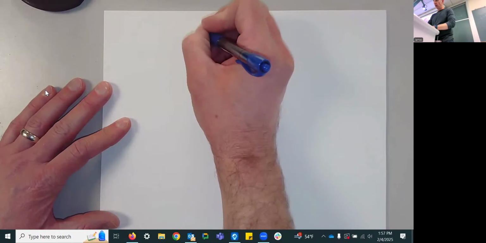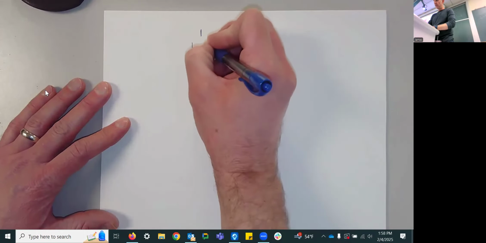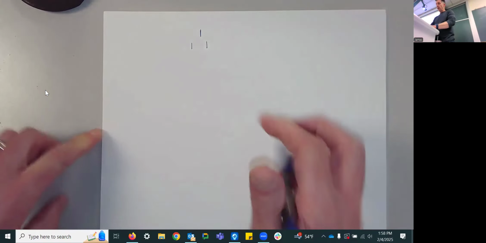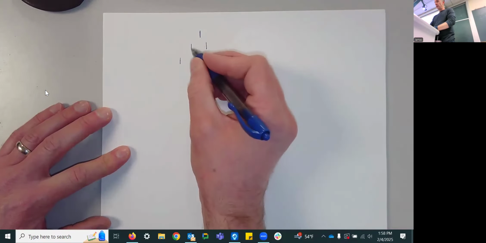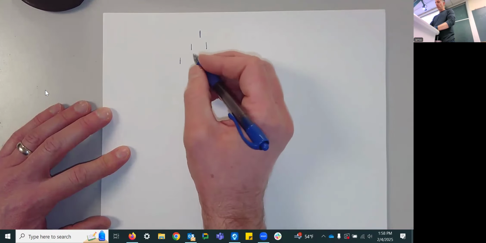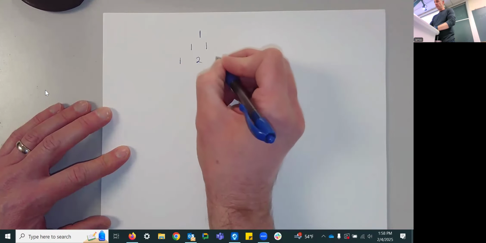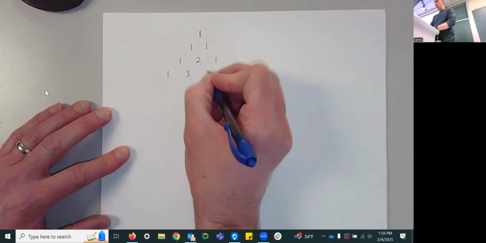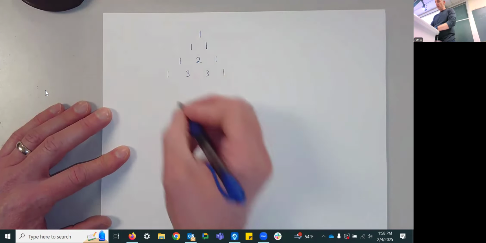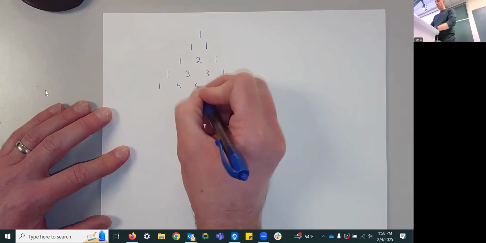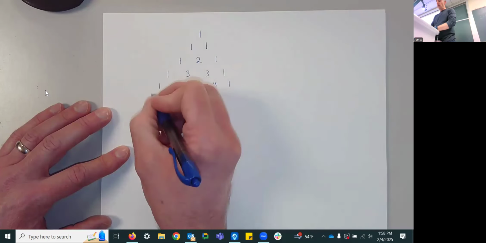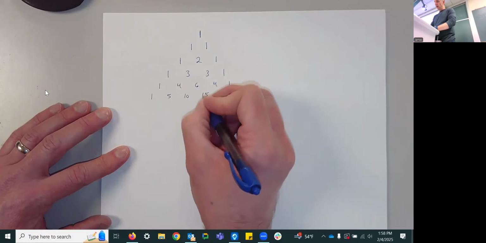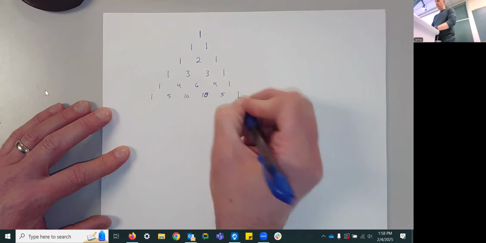So here's how it starts. You draw a couple ones, and then on the outsides of the triangle, you're going to have ones the whole way down. And on the insides of the triangle, you're going to take the two things above it and add them together. 1 plus 1 is 2. And then in the next row, 1 plus 2 is 3, 2 plus 1 is 3, 1. And the next row, 1, 4, 6, 4, 1, and so on and so on. And it literally goes on forever.